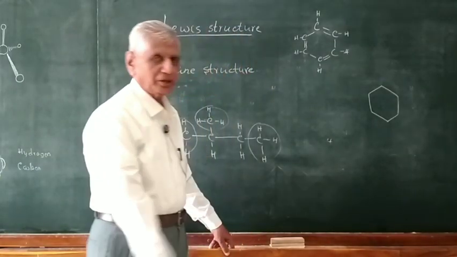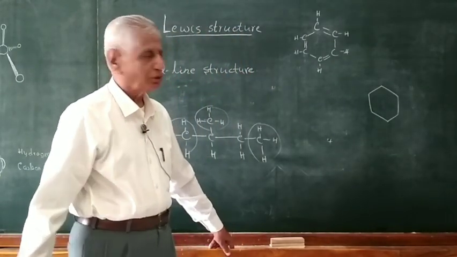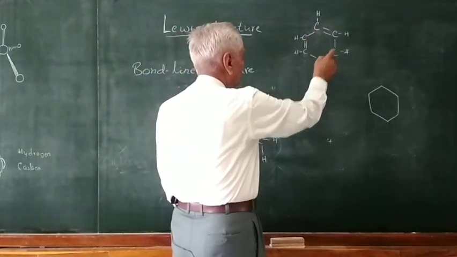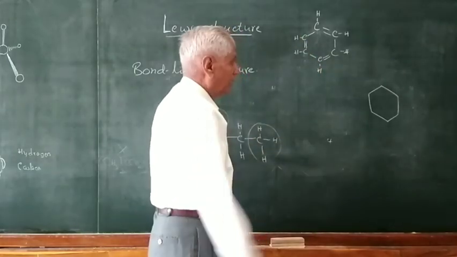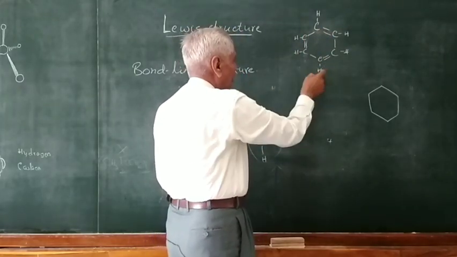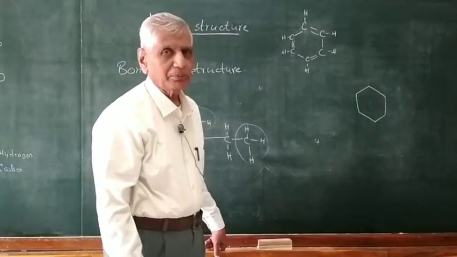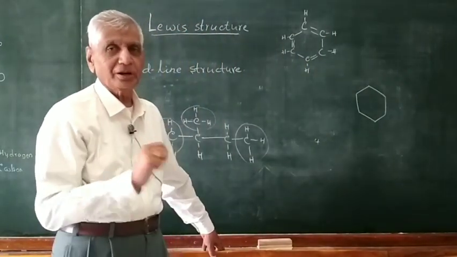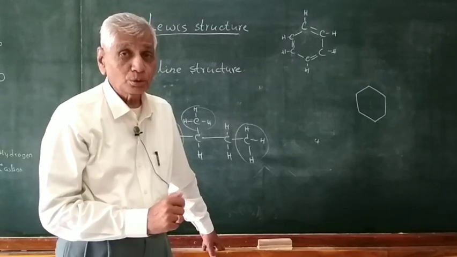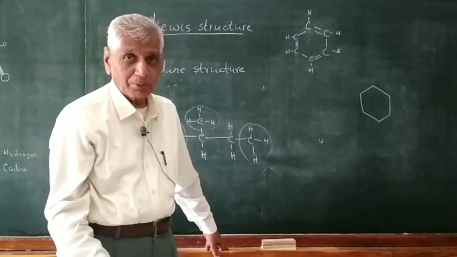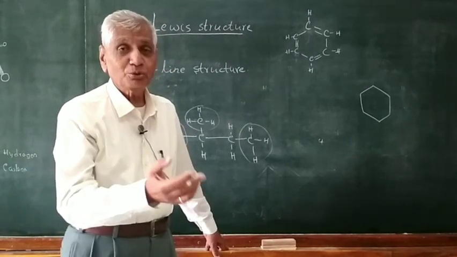You know this is benzene. This benzene has got 1, 2, 3, 4, 5, 6, and each carbon is carrying H, and there is a double bond there.